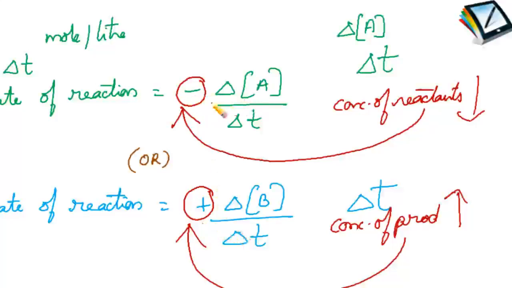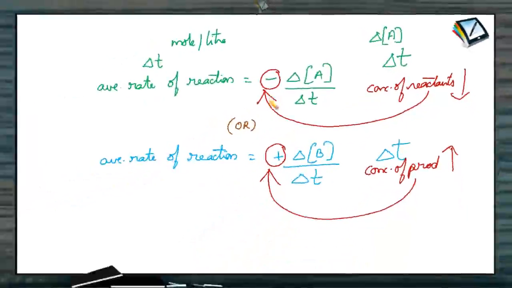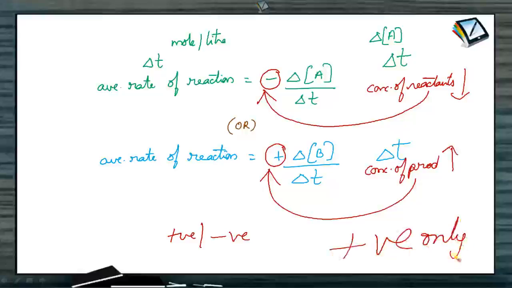But remember, the change in concentration may be positive or negative, but rate of reaction is always positive only. I repeat, the change in concentration of the reactant or the product can be positive or negative, but the rate of reaction is always positive.